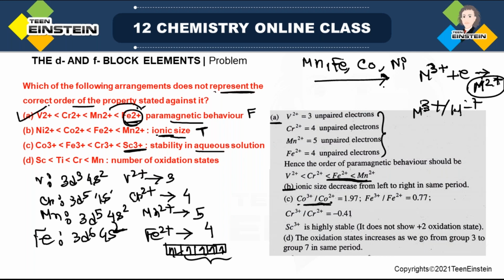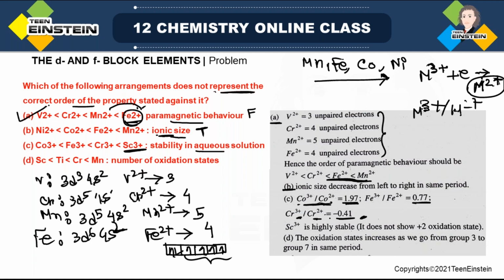And from the reduction potential values, we can easily understand which one has the maximum reducing tendency. Here, the higher the negative value, the higher the reducing tendency. So the value is negative 0.41 for the chromium 2+/3+ system. That means Cr2+ can easily donate an electron and can easily convert to Cr3+.